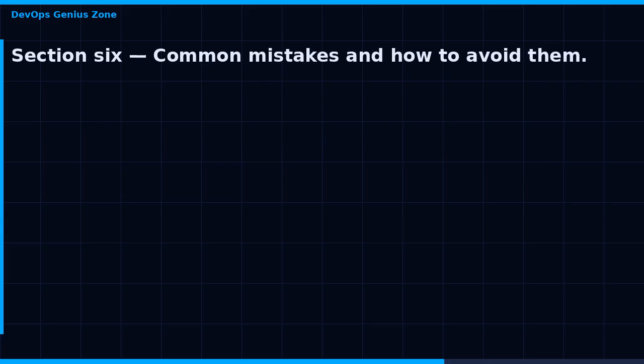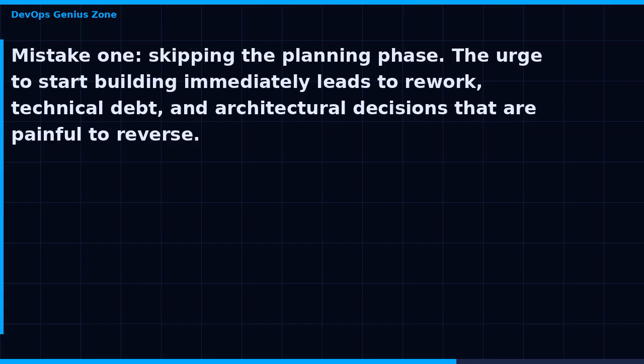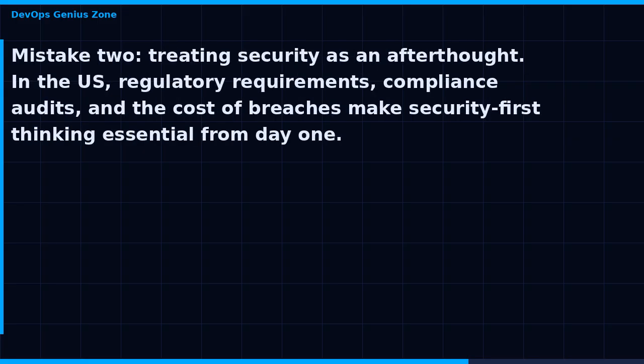Section 6, Common Mistakes and How to Avoid Them. Mistake 1, Skipping the planning phase. The urge to start building immediately leads to rework, technical debt, and architectural decisions that are painful to reverse. Mistake 2, Treating security as an afterthought. In the US, regulatory requirements, compliance audits, and the cost of breaches make security-first thinking essential from day one.